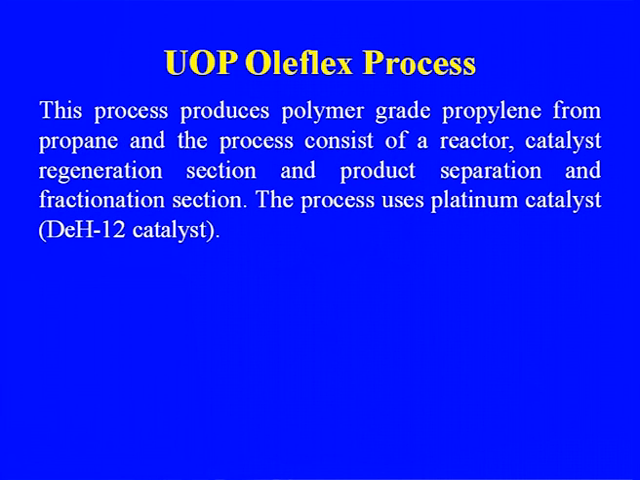UOP Olefix process. This process produces polymer grade propylene from propane, and the process consists of a reactor, catalyst regeneration section, product separation and the final fractionation of the product so as to separate the propylene. The process uses a platinum catalyst, and this is the commercial name of the catalyst. These are all proprietary catalysts that are being used in all the processes.